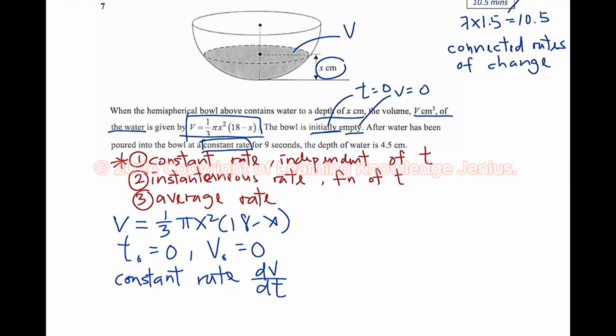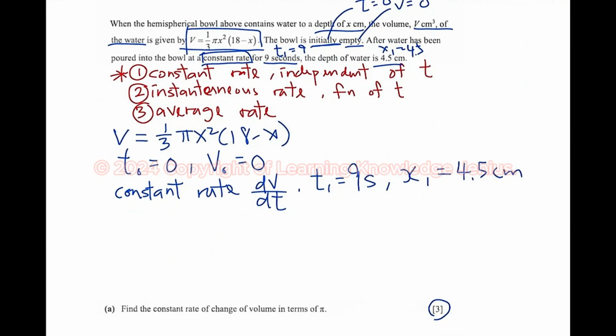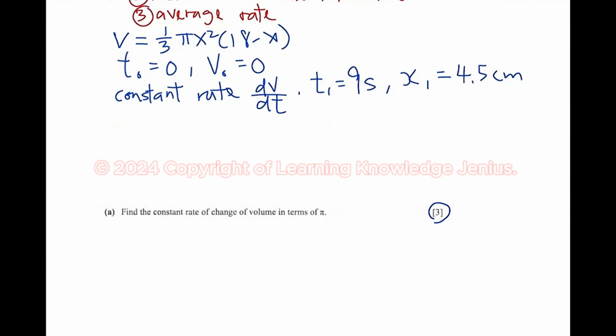Okay, for 9 seconds, so T1 equal to 9, you will get the depth of water, x1 equal to 4.5. So same thing, I write down this information. It means that we have T1 equal to 9 seconds. Our x1 is equal to 4.5 cm. Okay, so I write down all the key info I need. Then now I can go to the question.